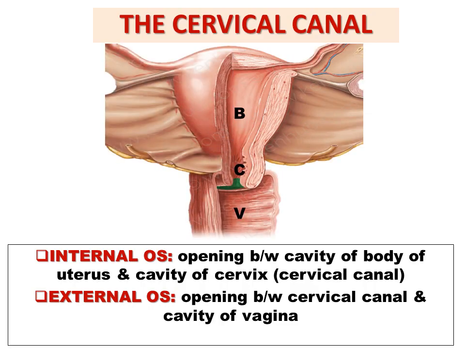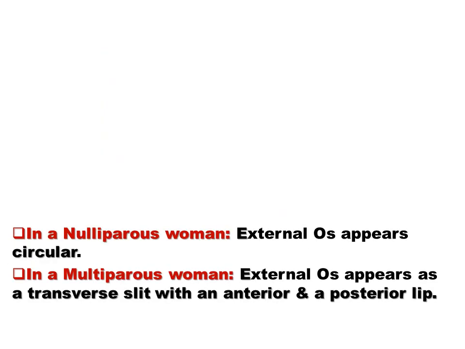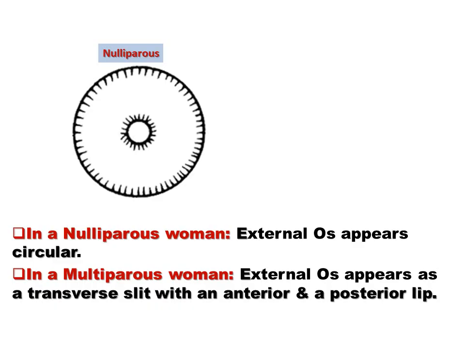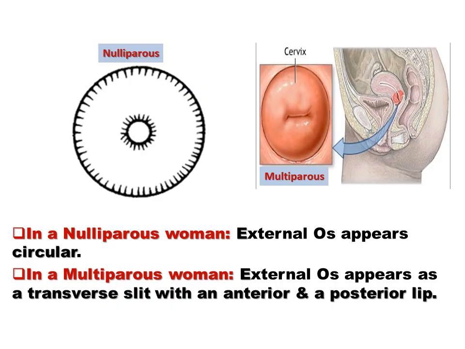The cervical canal lies between the internal os, which is between the body and the cervix, and the external os. So the cervical canal is between the internal os and external os. External os is the opening between the cervical canal and the cavity of the vagina. In nulliparous women, the external os appears circular. In multiparous women, the external os appears like a transverse slit with anterior and posterior lips.